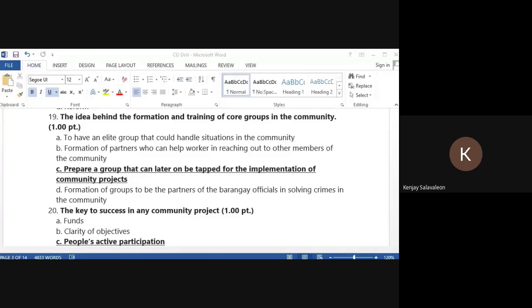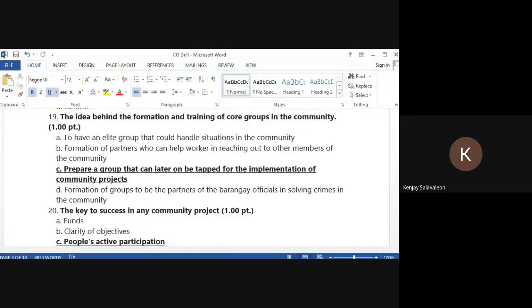Possible siya, but then again, it is too shallow na reason for forming a core group. D, formation of groups to be partners of the barangay officials in solving crimes in the community. Again, community organizing nakadepende siya sa nature of the problems. And it is not only limiting to solving crimes. No? It is more concerned with the social welfare.